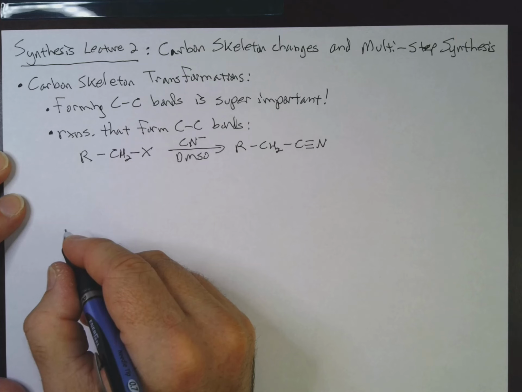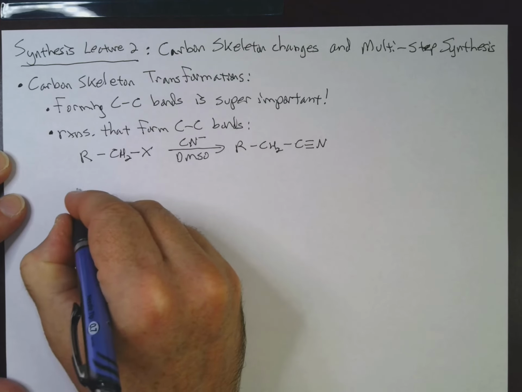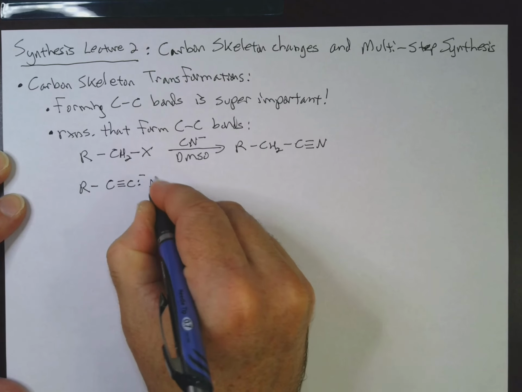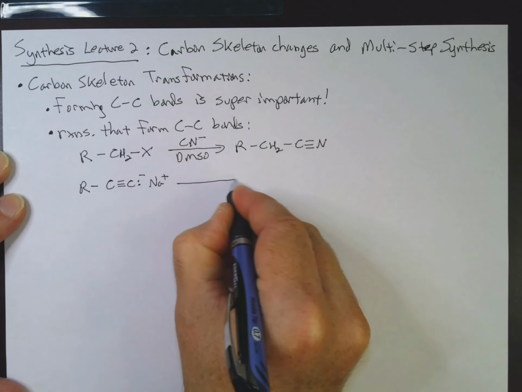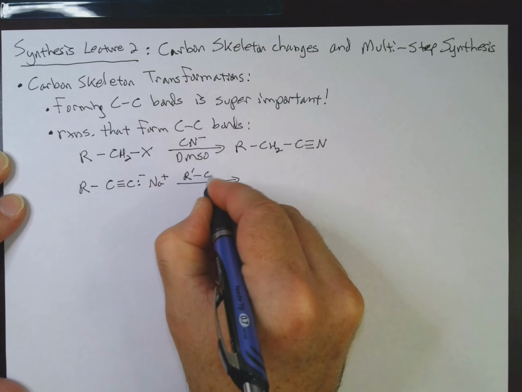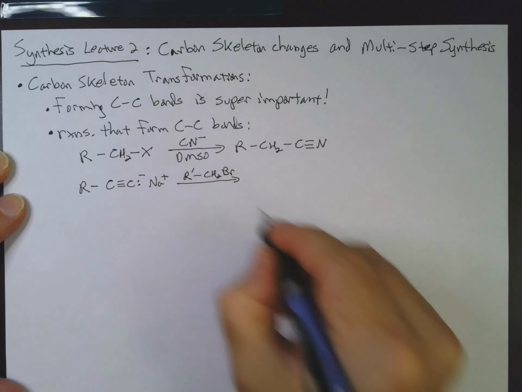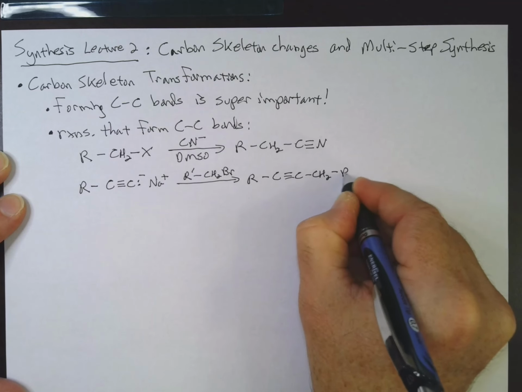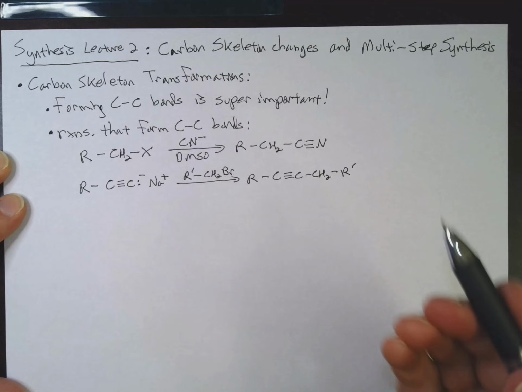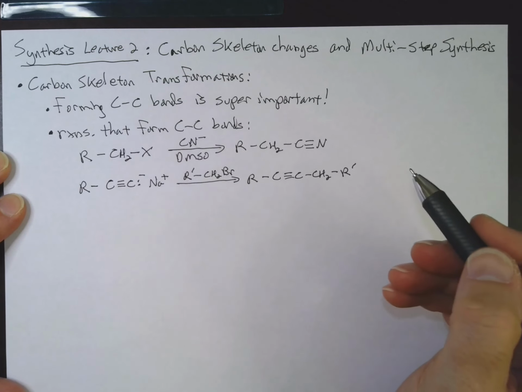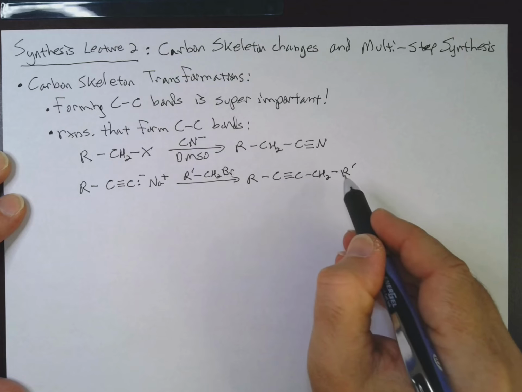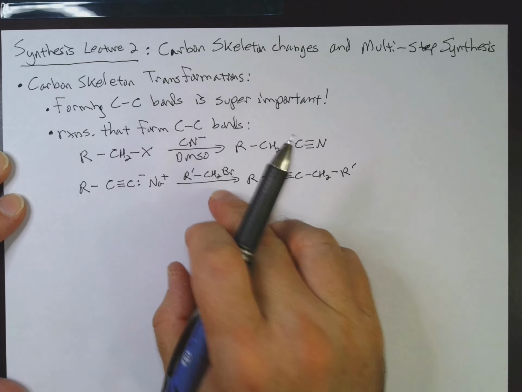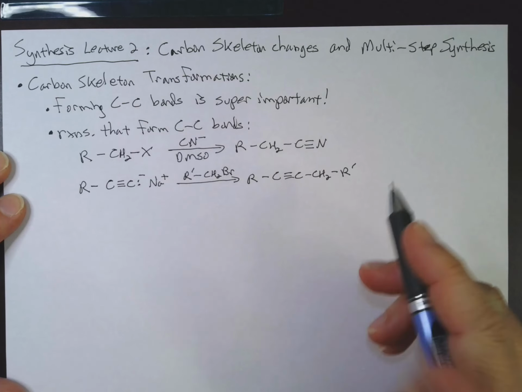Let's see, what else? We've seen RC triple bond C minus Na plus, and we'll treat that with R prime CH2Br, and we'll get RC triple bond C CH2R prime. So if R prime here is actually just a hydrogen, we'll have CH3Br, methyl bromide, and we'll be sticking a methyl group on one end. We could use a larger primary alkyl halide as well. Again, this is an SN2 reaction, only we're using the acetylide ion.